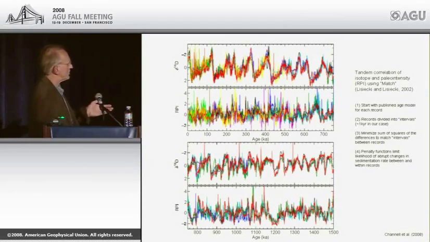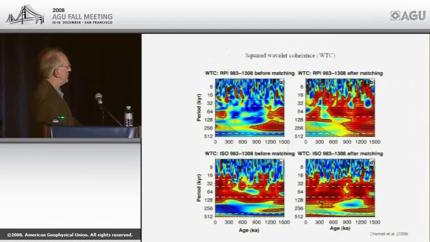And the beauty of this type of automated correlation is that it's repeatable. Also, if you're correlating isotope records and paleointensity records, even doing that manually is laborious, and doing it manually in a repeatable way is rather difficult. So this kind of automated correlation we find is very successful and very useful.